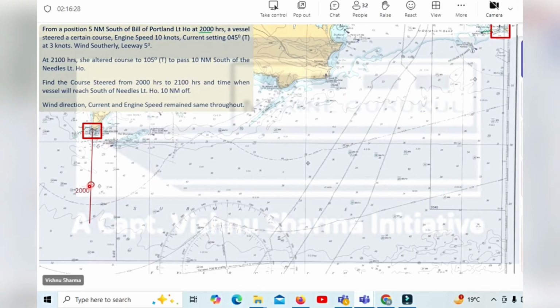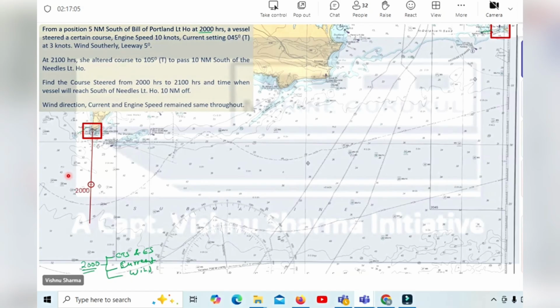Just focus on the first part of the question. She steered some course. What all is she experiencing from 2000 hours? Please answer. From 2000 hours, what is acting on the ship? One, her CTS and engine speed. And second is the rate and set of the current. And third is the wind. Am I right, guys? Yes or no? Correct? Yes.